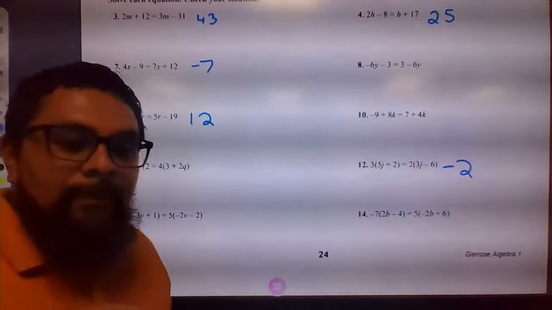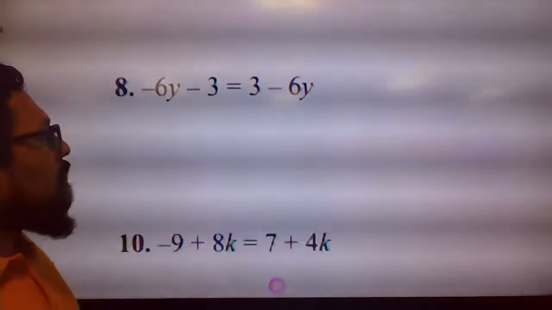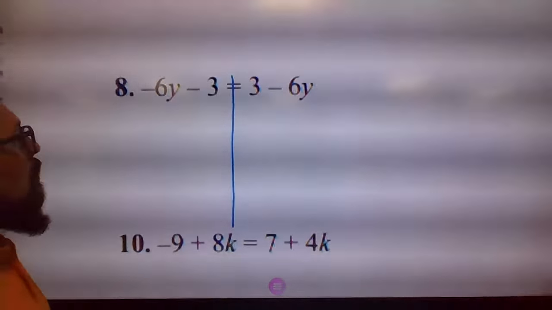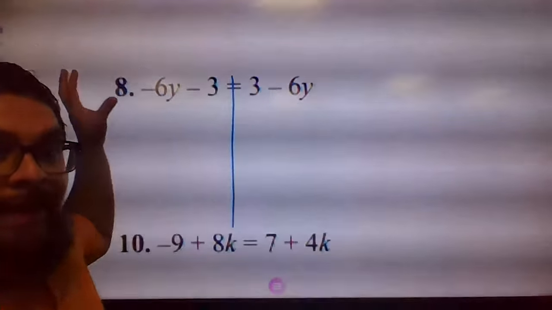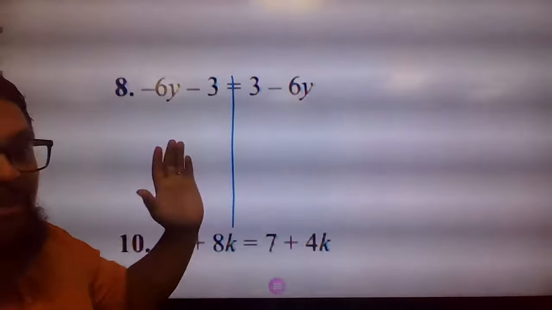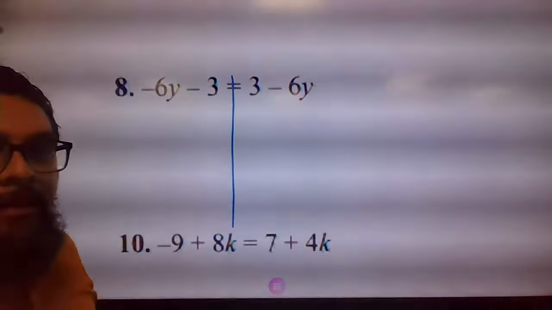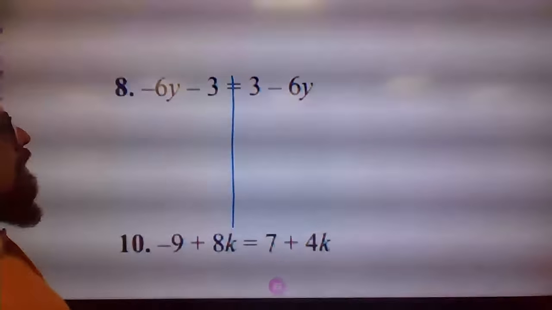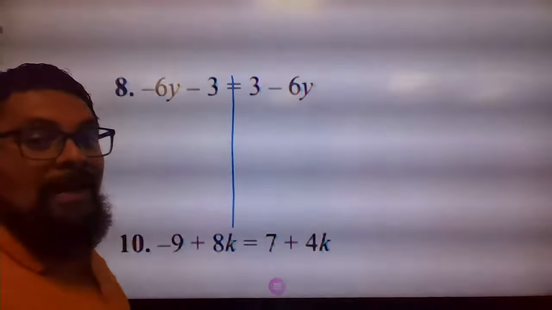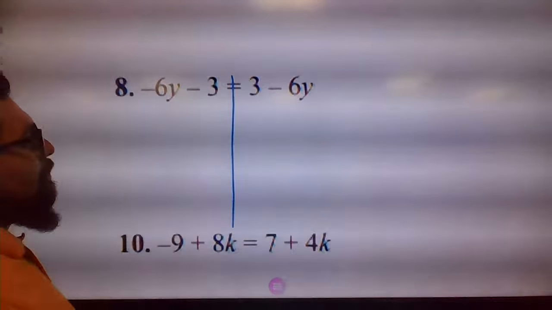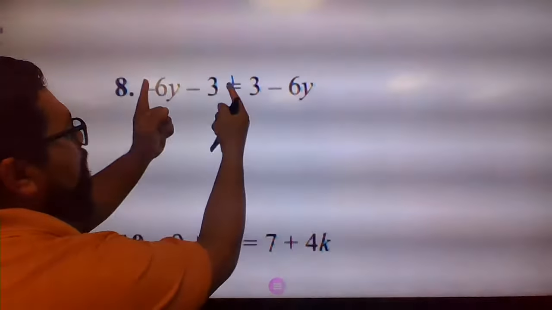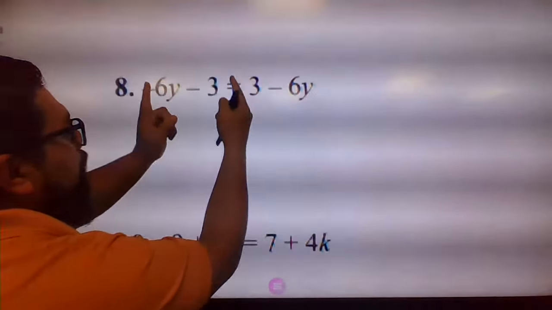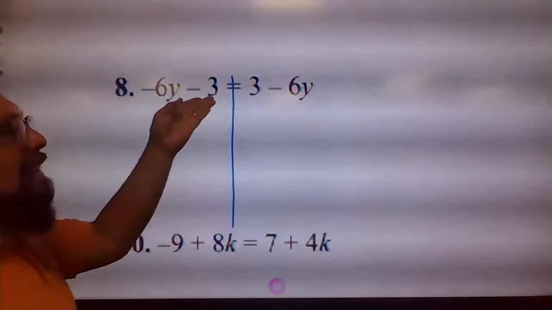All right, so let's do number 8. Let's draw our line. Once again, if you can't fit the work on the paper, you can get a separate sheet of paper. That's fine. So let's subtract or add. We could either move the variables or we could move the constants, the terms that have the variables or just the constants. In this case, let's move these.